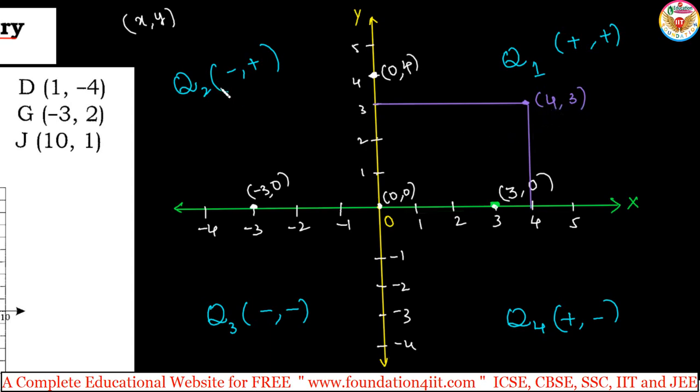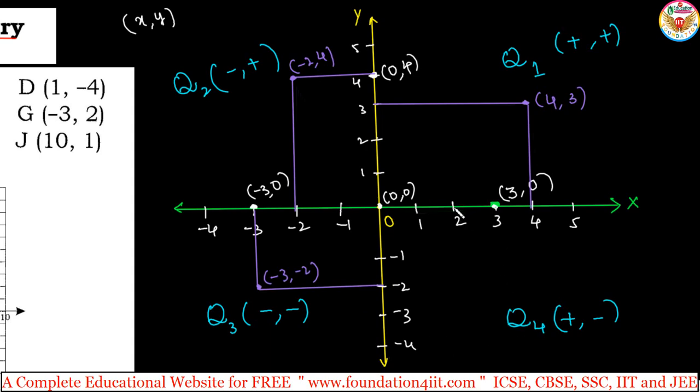Next, the second quadrant, minus plus, like -2 comma 4. That means -2 on the x-axis and 4 on the y-axis. So this is the point -2 comma 4, minus comma plus, in the second quadrant. Now both are negative. For example, x value is -3, y value is -2. So this is -3 comma -2. Right? Again plus minus.